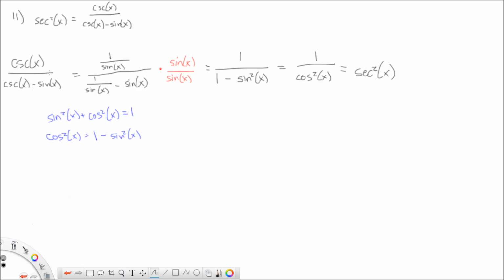Alright, so I started with this complicated rational. We have this equals that, which equals that. So this secant squared x is always equal to this, which is exactly what we wanted to prove from the start.